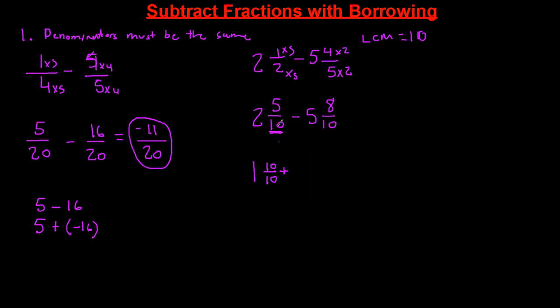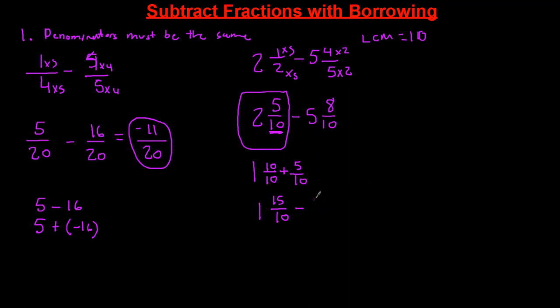So let's add what's remaining for the 5 tenths. So let's add this now. 10 plus 5 is 15 over 10. So I just transform this into this. So I'll be able to borrow and subtract. Now let's finish with the other side.